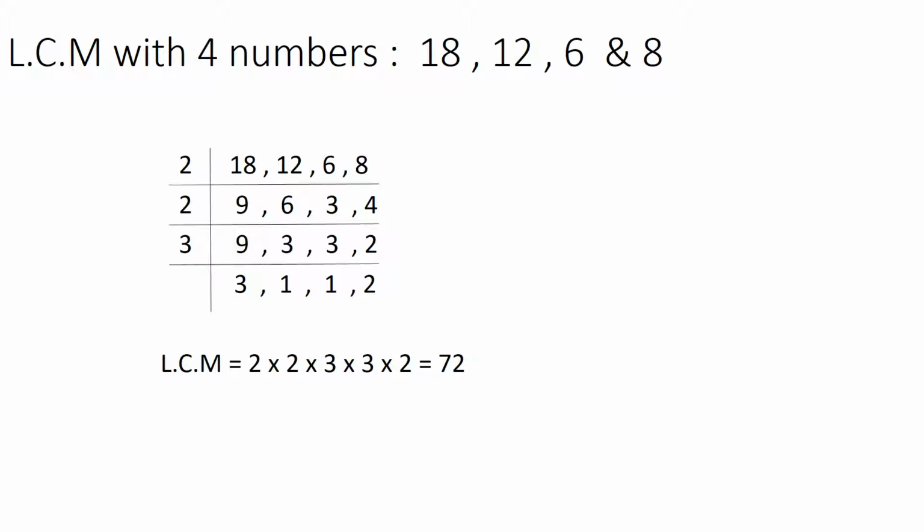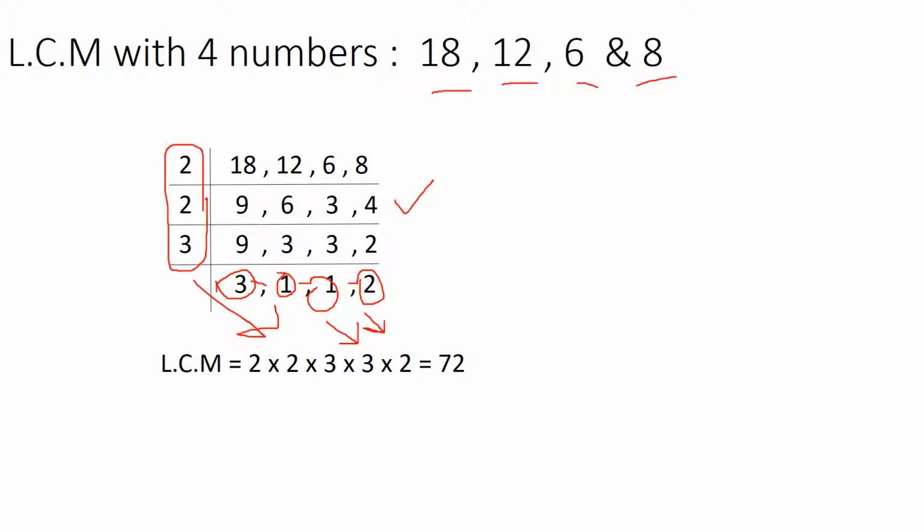Okay, now we have LCM with 4 numbers: 18, 12, 6 and 8. We have to do the prime factorization method all together with 4 numbers, and then we have to stop here when we have no more common factor for the 4 numbers. And then we have to add all these left numbers into our LCM, along with the prime factorization numbers. Then we have to multiply all the numbers. It will give us the answer 72.